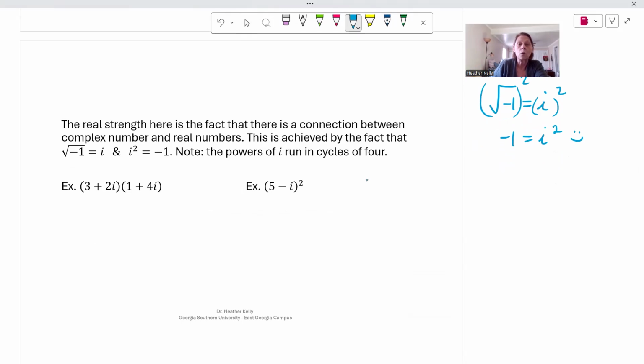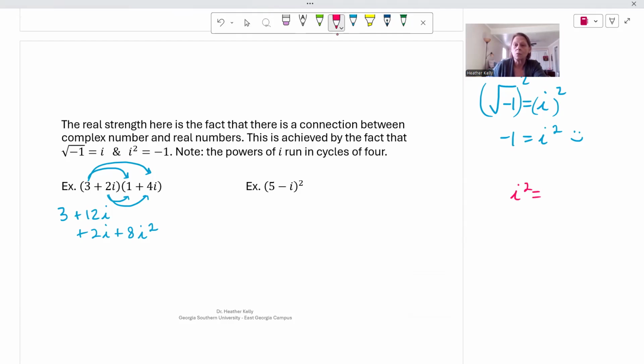So we're going to just FOIL these as you would any other binomial. So 3 times 1 is 3, plus 3 times 4i is 12i. 2i times 1 is positive 2i, and I'm a stacker. I like to stack things instead of spreading them across, so just know that about me. And then here we have 2i times 4i. That's positive 8i squared.